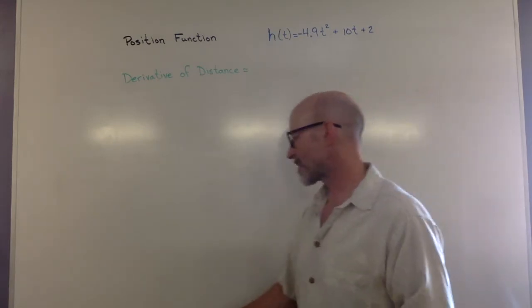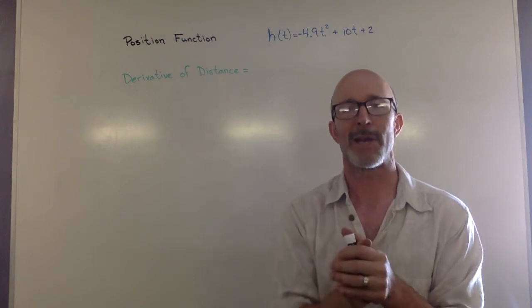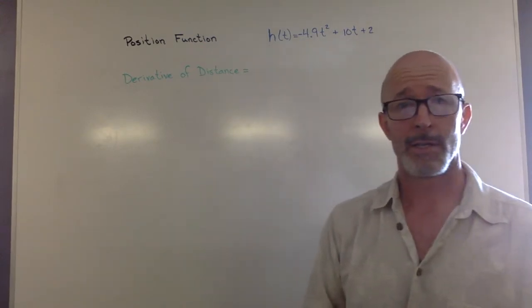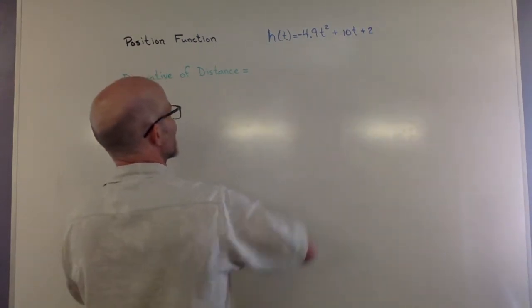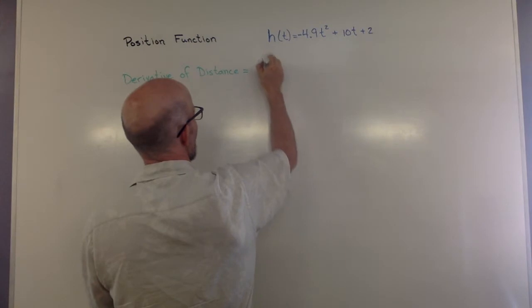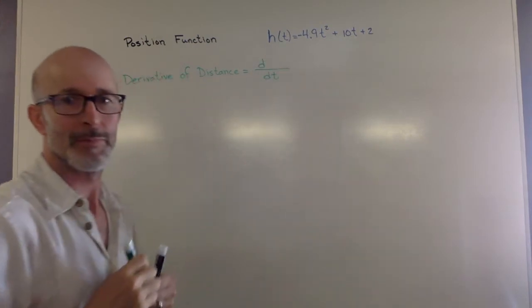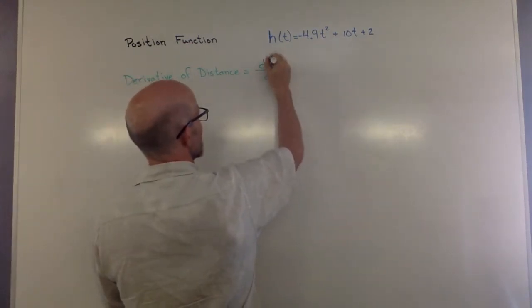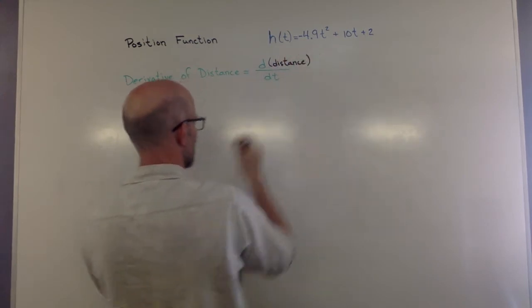But what I'm interested in, usually position is in some kind of distance or measurement like feet or miles or furlongs, I don't know. Okay? So what happens when we take the derivative of distance? We are going to take it with respect to time. So basically, we are taking the change in distance over the change in time.